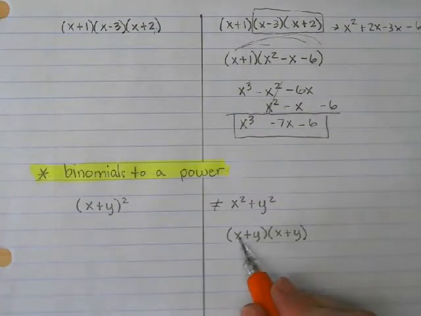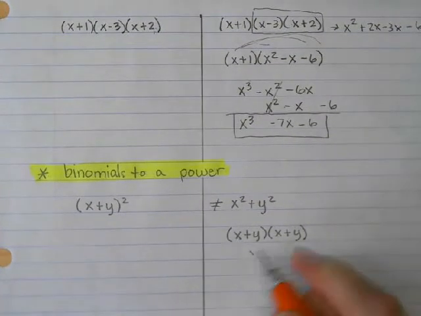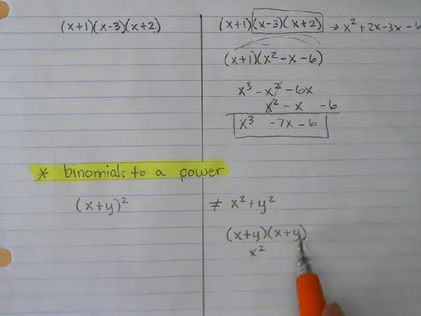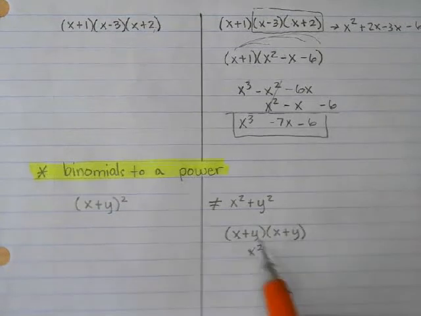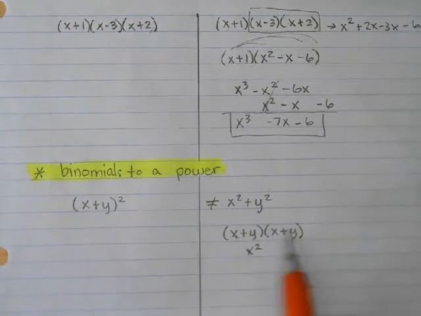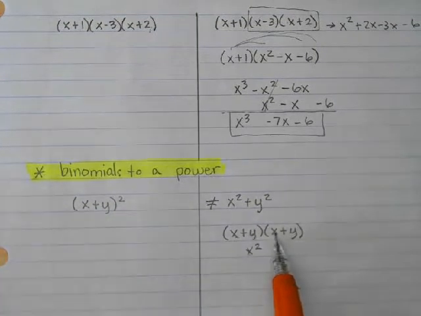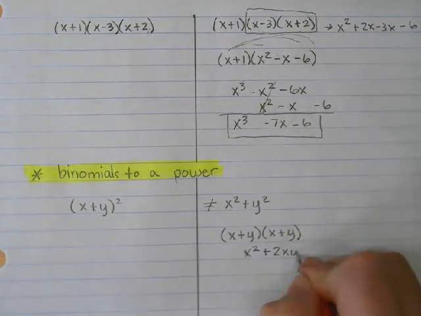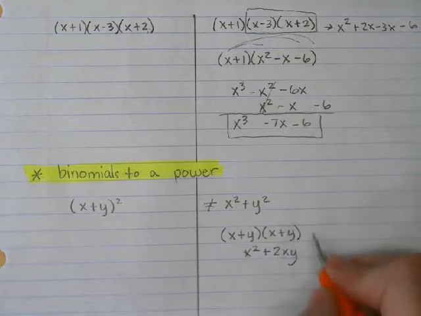And then now I go x times x is x squared. X times y, so I'm going to do this in my head. X times y is xy. Y times x is xy. So that gives me 2xy. y times y is y squared.